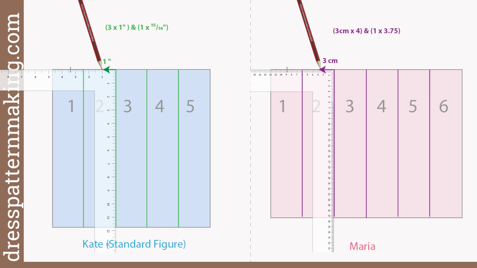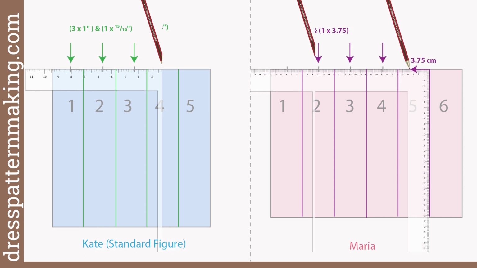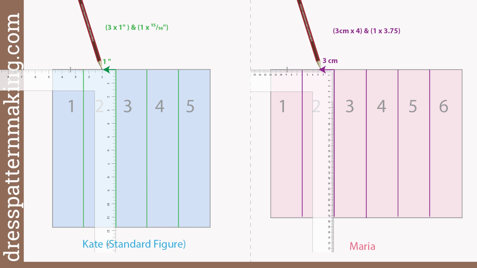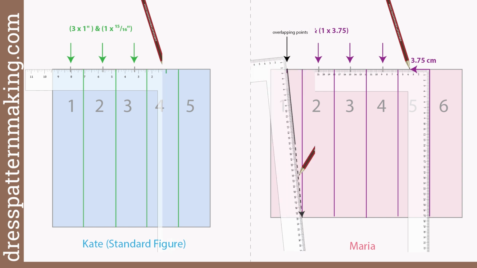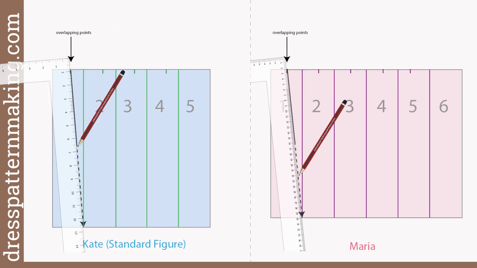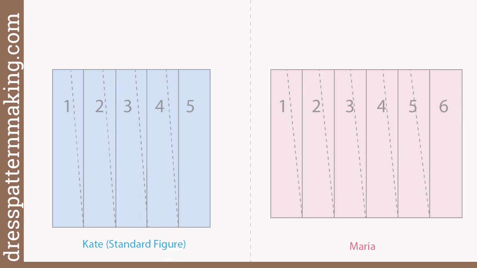For Kate, I'll measure to the left of each of those vertical lines for 1 inch until the last one, where I'll use 15/16 of an inch. For me, I'll measure 3 centimetres to the left of each of the vertical lines until the last one, where I'll use 3.75 centimetres. Of course, after measuring, you mark a point. Then, as shown in the image, draw diagonal lines from each overlapping point at the empire line, that is the top of the rectangle, to meet the vertical panel line to the right at the hip line. So this is what you'll end up with.